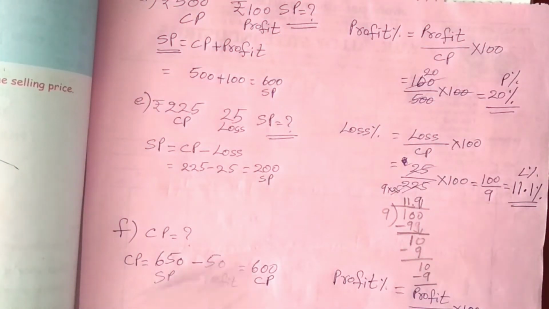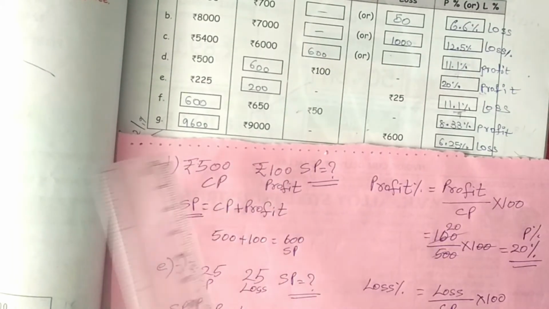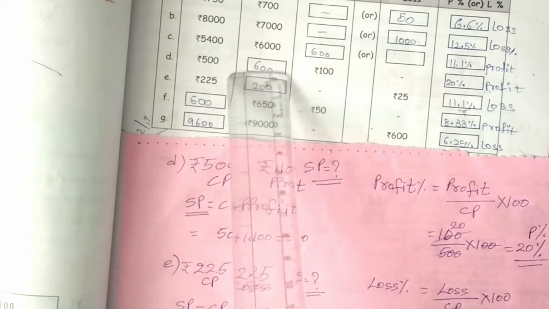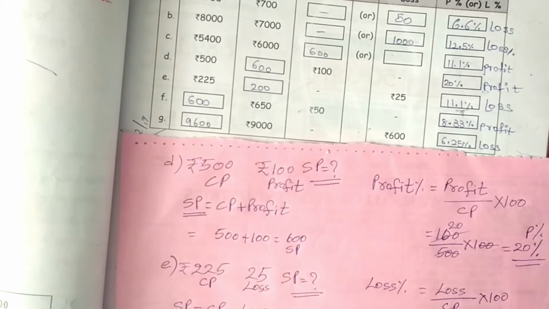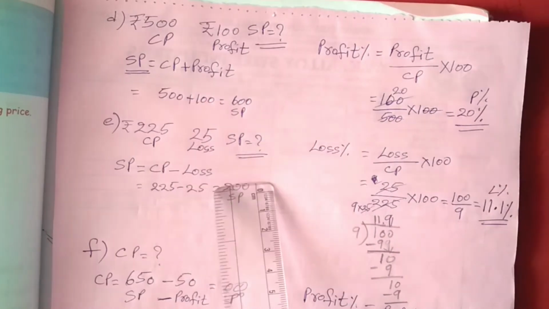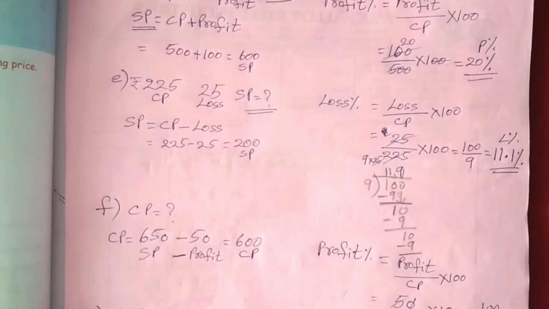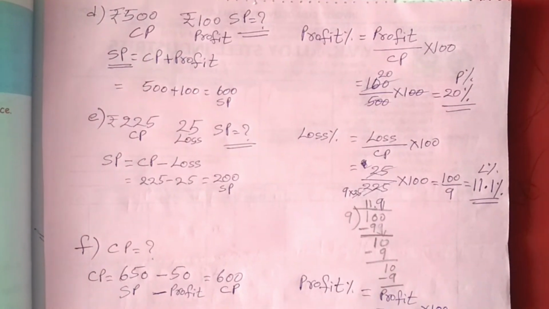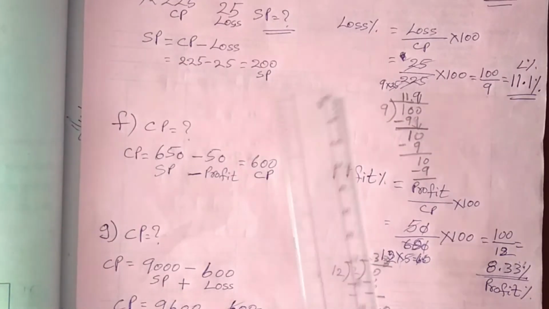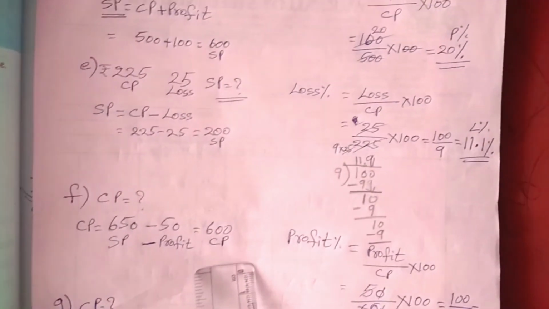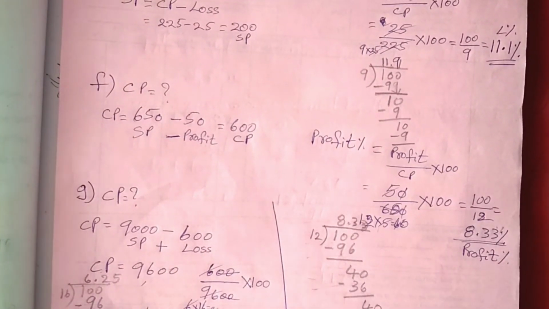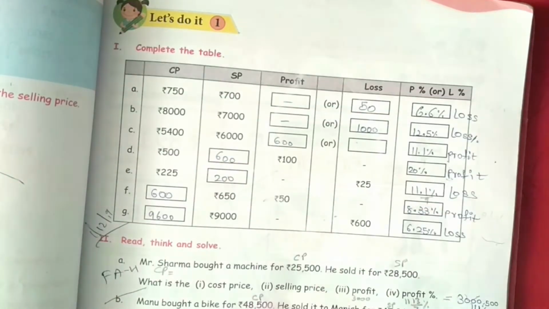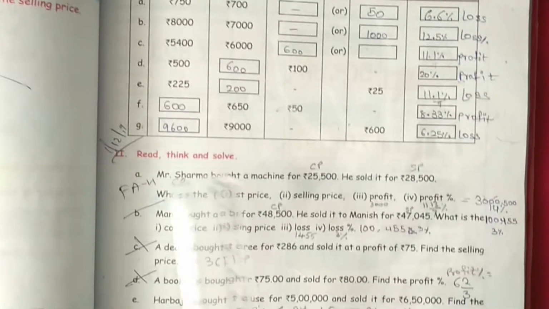Now D bit. Here in the textbook question they have given cost price 500 rupees. We don't know the selling price. And they have given the profit as 100 rupees. Now you find out. I won't explain it to you. You do the D bit as well as E bit. Okay. Even D, E, F and G bits also you do on your own. Fine. Now we shall move to read, think and solve.